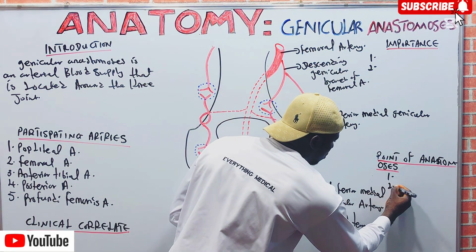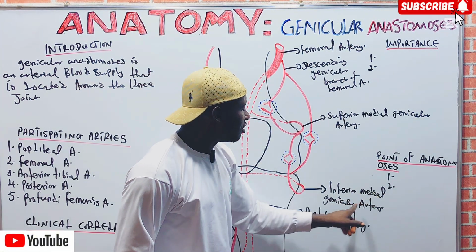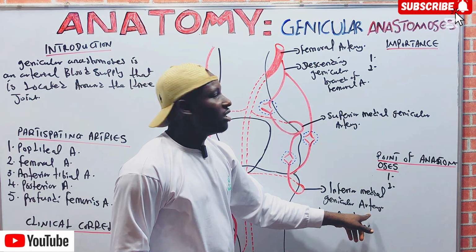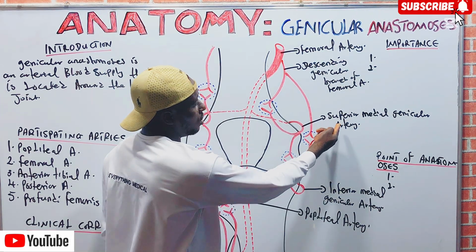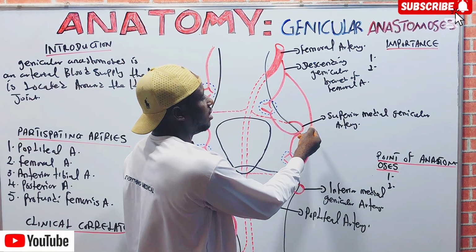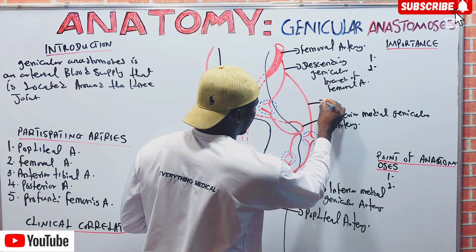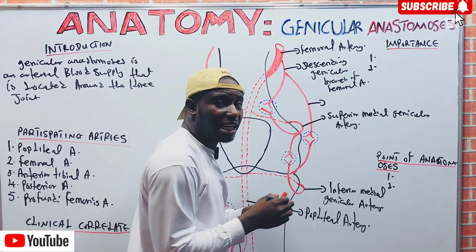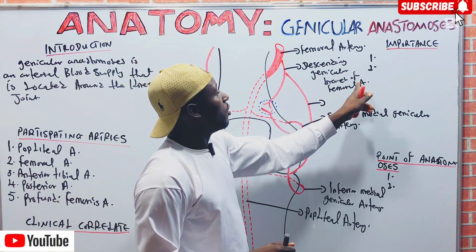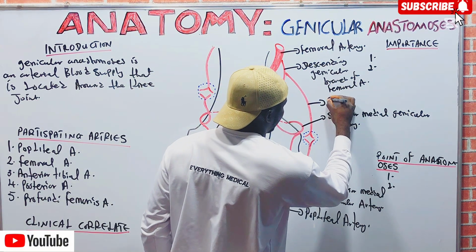Number two point of anastomosis is that the inferior medial genicular artery anastomoses with the superior medial genicular artery and the saphenous artery. And the saphenous artery is a branch of the descending genicular branch of the femoral artery, which is a branch of the femoral artery.